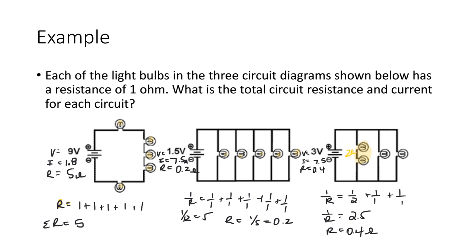I find it interesting that these two both have a current of 7.5, even though this has way more resistors, because this has one complex circuit and this one doesn't. Let's take a look at one more example.